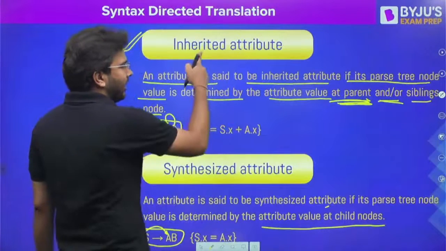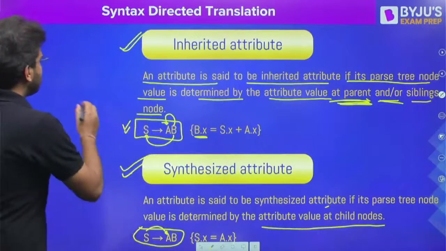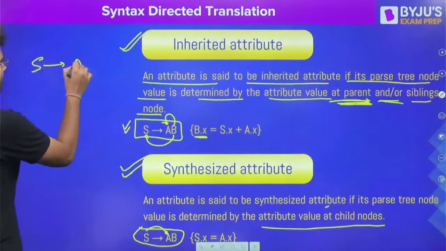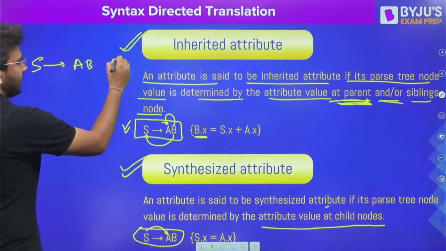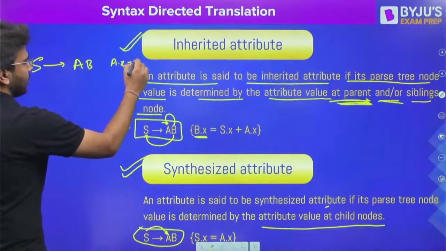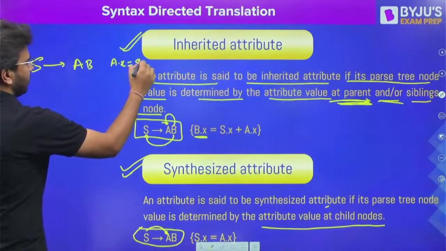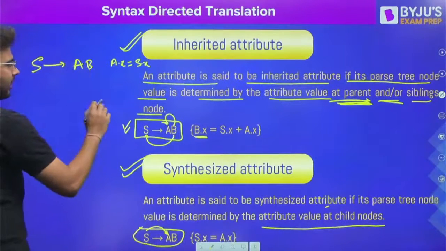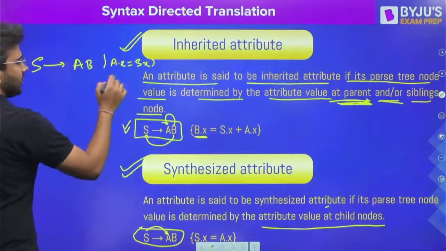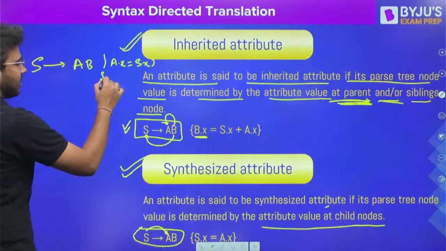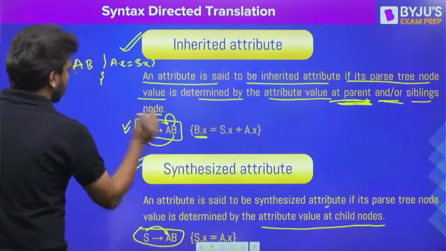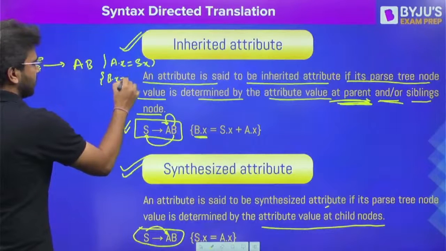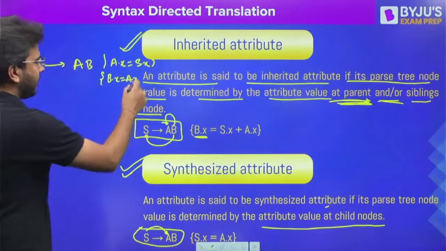When I say inherited attribute, that means, let's say here, S derives AB. Now here, let's suppose A dot X is equal to S dot X. For example, I'm writing, right? Let's say this is one production, this is one translation, and the other translation I'm writing is B dot X is equal to A dot X. For example, I'm taking this, right?